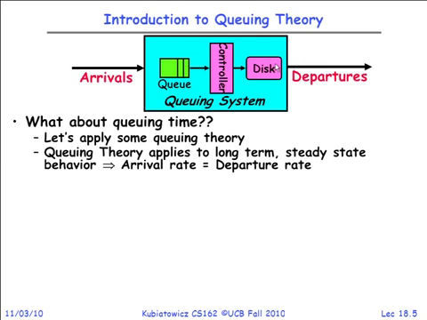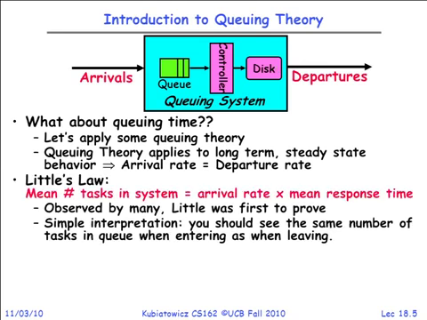And the first thing I want to tell you about is something called Little's Law, which is a very simple law that applies to all sorts of stochastic systems, whether they're kind of steady state or not. And it basically says that the mean number of tasks in the system is equal to the arrival rate times the mean response time. Now, this is McDonald's law, really.